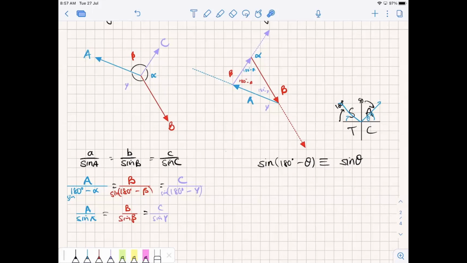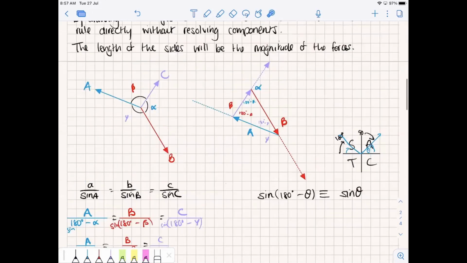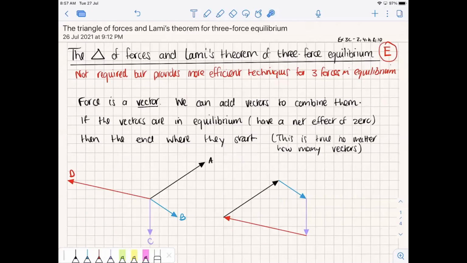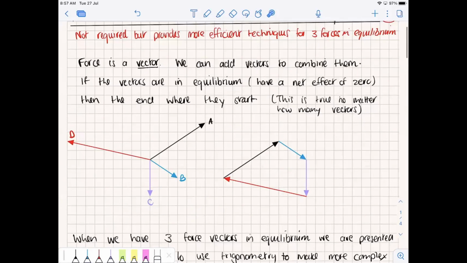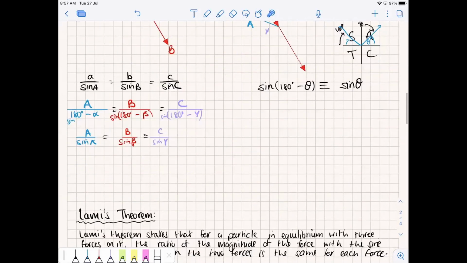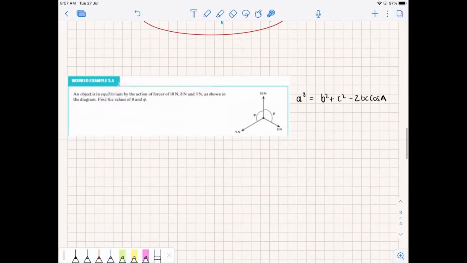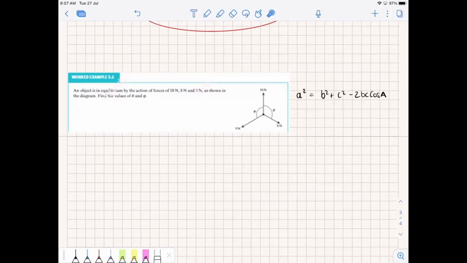So, remember this is an extension topic. If you don't like this, you can go back to resolving forces by choosing a line of action and resolving forces vertically and horizontally. But let's do an example to see where the power of Lami's theorem really comes out. So the first one we're going to jump into is this worked example over here.